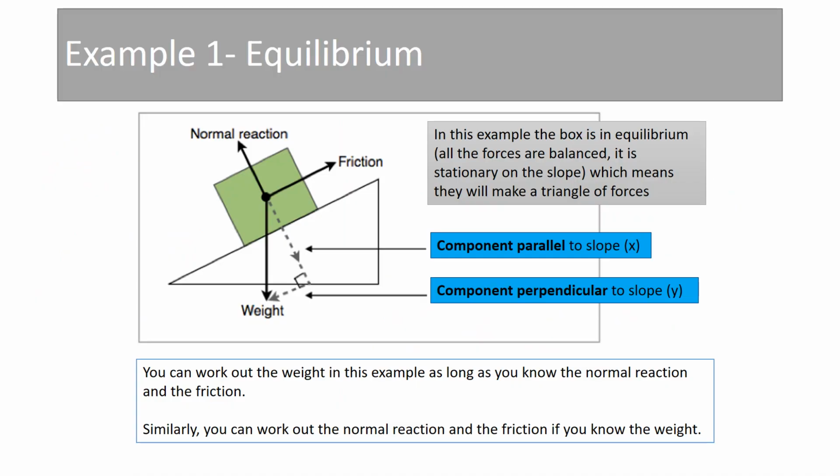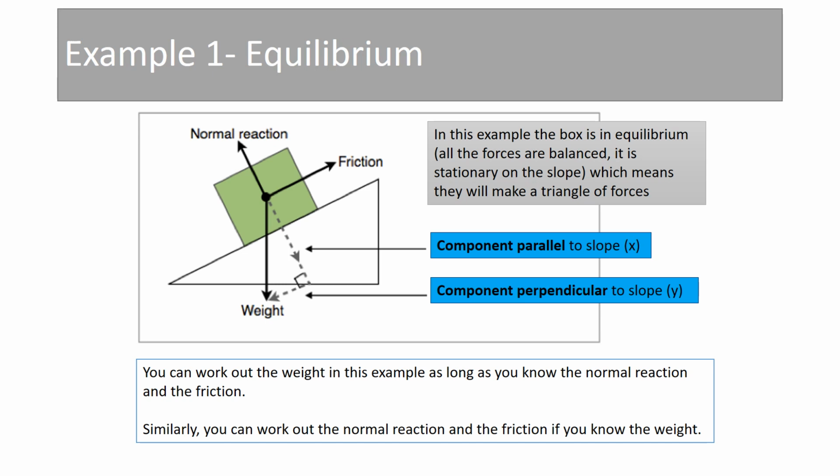So let's talk about equilibrium. Nearly said it completely wrong. So in this example, the box is at equilibrium. It means it's sitting on my slope and it's not moving. We've got the friction, okay, acting between the surface of the box and the slope. We've got weight, which is acting from the centre of mass downwards, and we've got the reaction of the slope on the box. So they're my three forces that I'm going to draw onto my diagram.